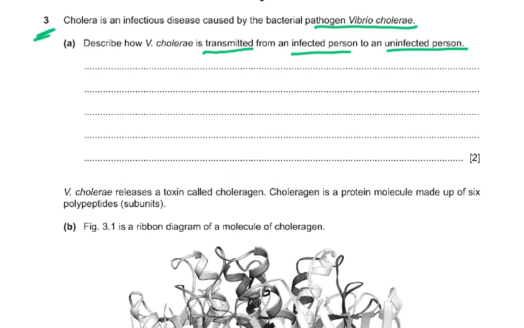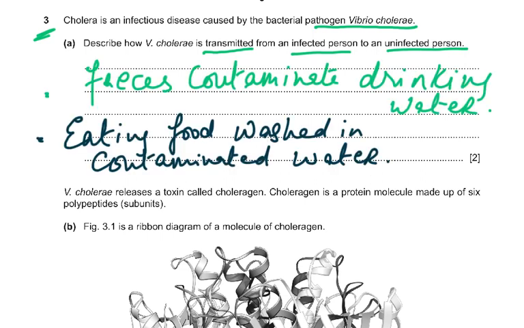So basically, you have to understand how it is transmitted. The wordings are very clear: feces contaminate drinking water, or you say eating food washed in contaminated water. For instance, if you wash salad lettuce leaves with contaminated water, you don't cook lettuce. So if you eat that, you would get the disease, because the contaminated water would contain the bacteria, which is Vibrio cholerae, which causes cholera.